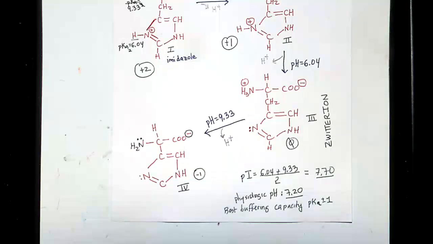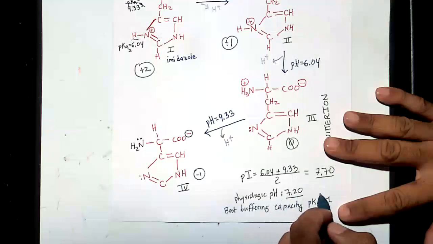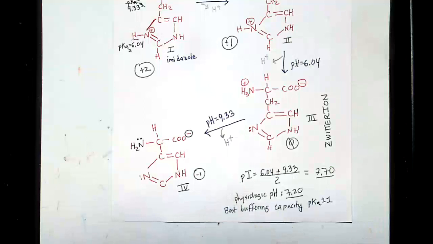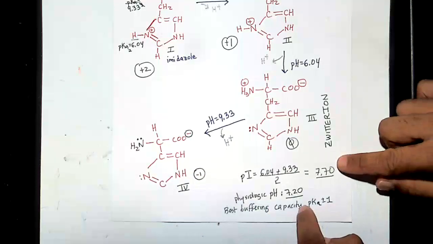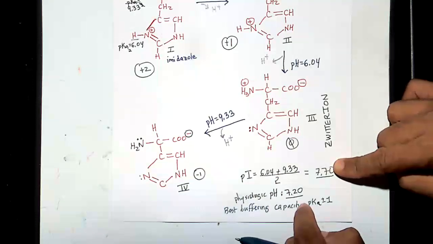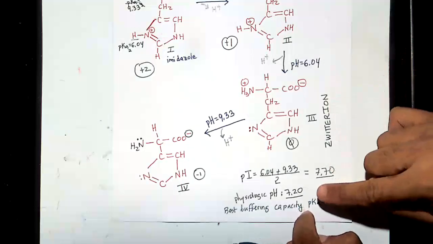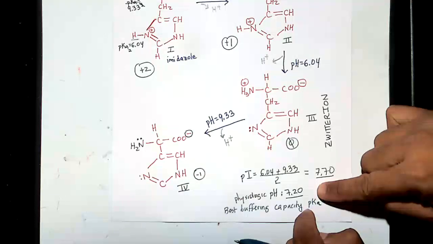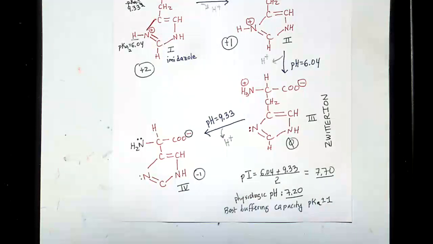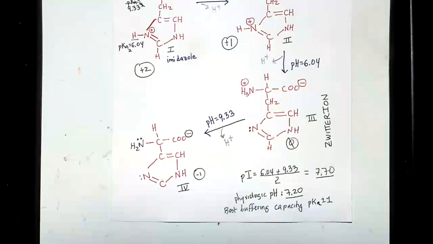So the best buffering capacity inside our cell would be around where the pKa is. Because this has a pH of 7.7, the Zwitter ion is the highest form. What is the pH inside of our cell? 7.2. So what's the best buffer inside our cell? The best buffer inside our cell is histidine. This is a natural buffer.